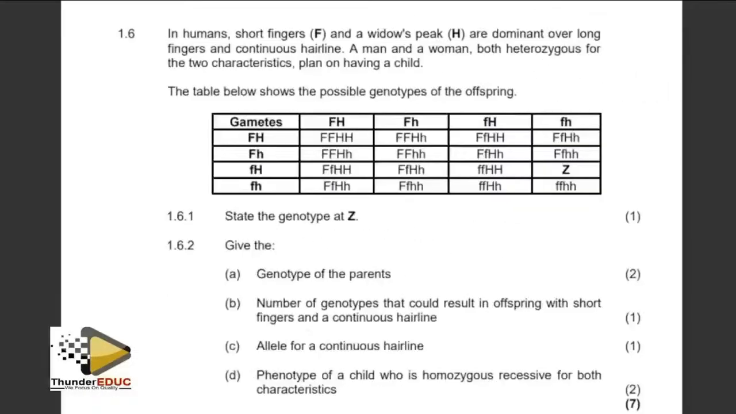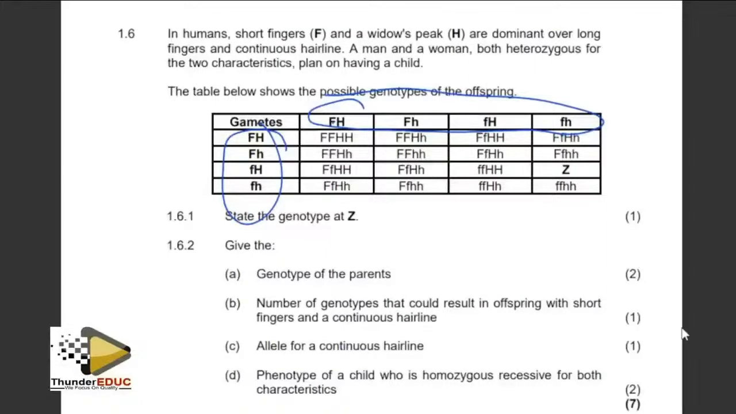Now, lastly on genetics is this question of the dihybrid cross. Identify what is Z. You just have to know. Cross this, and then you write what is Z. What is the genotype of the parents? Now, how do I identify the genotypes of the parent? Look at the gametes. You'll find the genotypes from there.